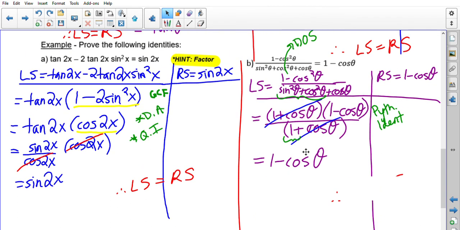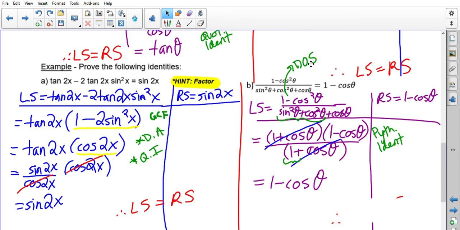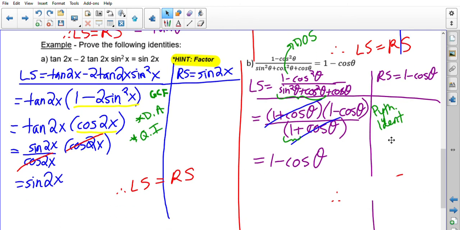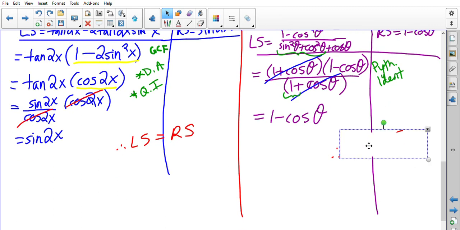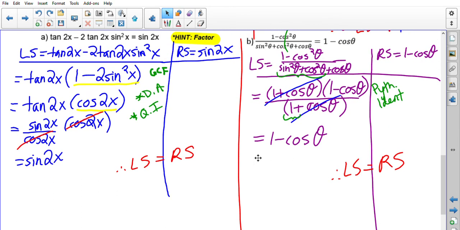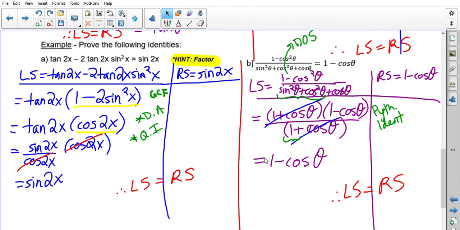So that one was a quick one. Okay. All we did was factoring, difference of squares, and then we used the Pythagorean identity. And we can conclude left side equals right side, so we proved it. Okay, and let's turn over.